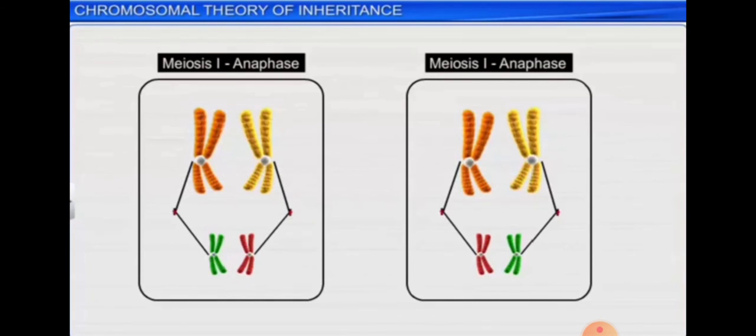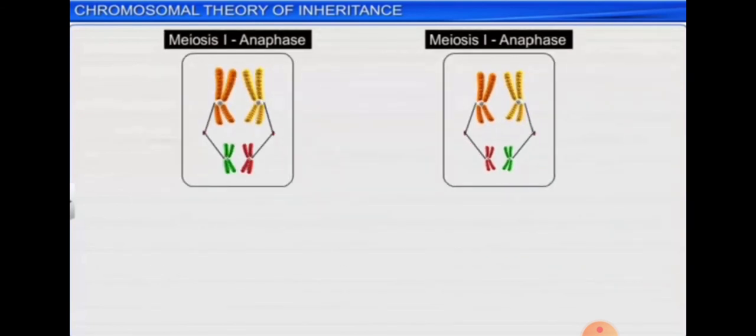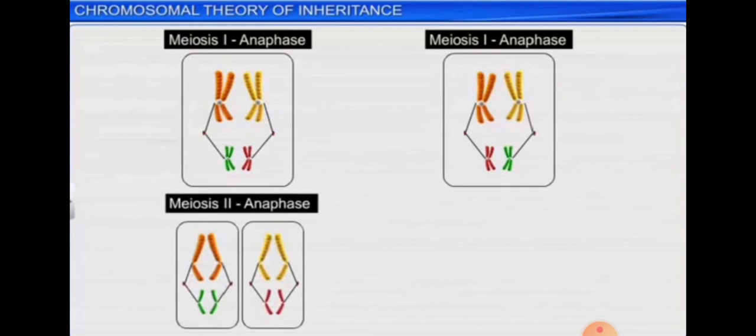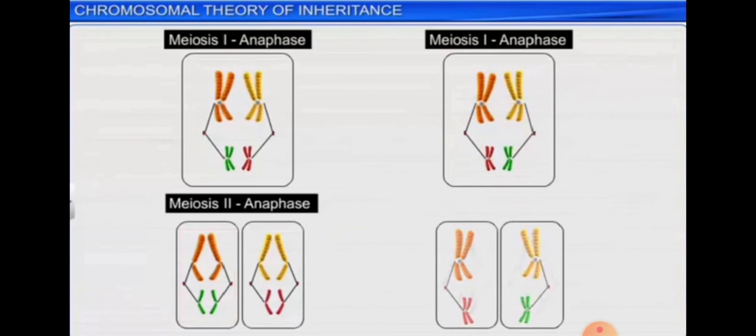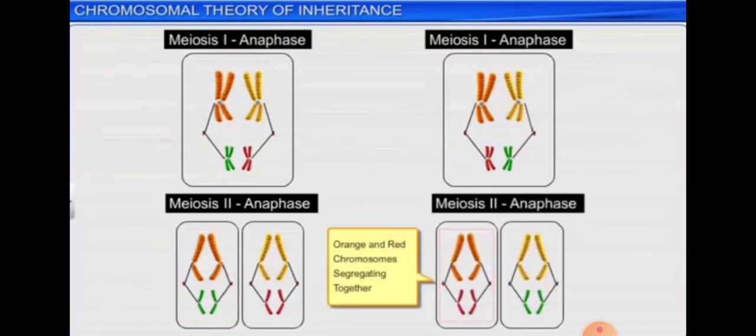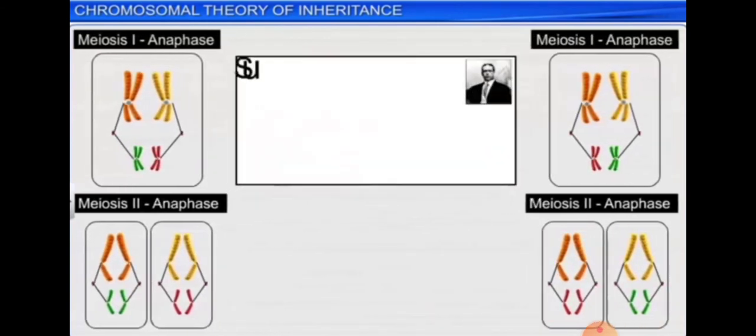Now consider another set of chromosomes aligned along the metaphase plate during the anaphase stage of meiosis. Here there is a long orange and a short red chromosome, and a long yellow and a short green chromosome at the same pole. Now during the anaphase stage of meiosis 2, we can see that the orange and green chromosomes segregate together in the cell on the left, while the yellow and the red chromosomes segregate together in the cell on the right.